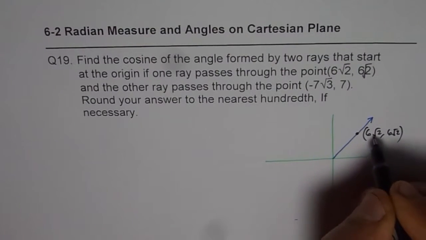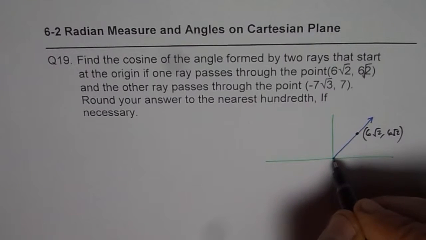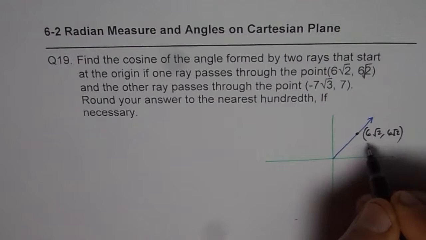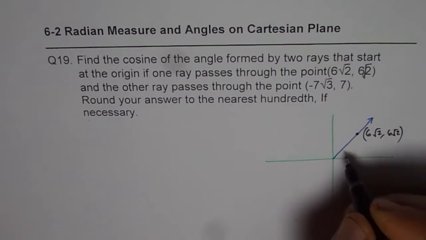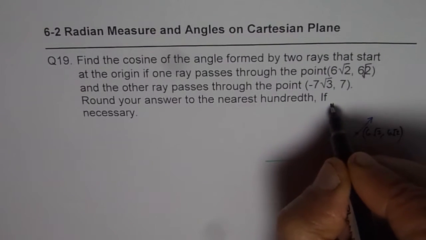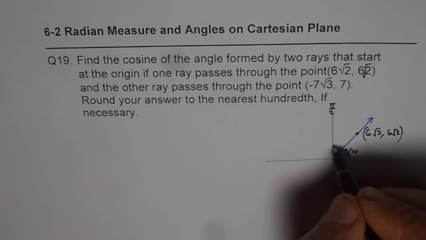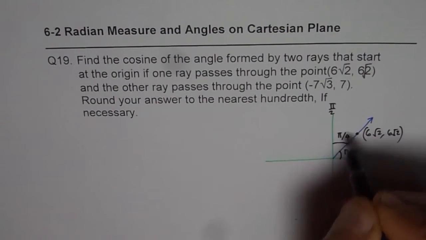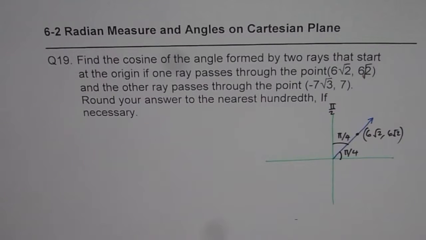So basically when x and y values are the same, the line from the origin is diagonally cutting across quadrant 1. Both are positive. So that means the angle we are talking about is pi by 4. Since this is pi by 2, it is divided equally. So we have angles pi by 4 and pi by 4, correct? Now let's look into the second ray.